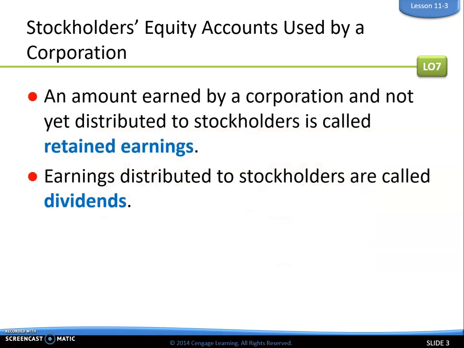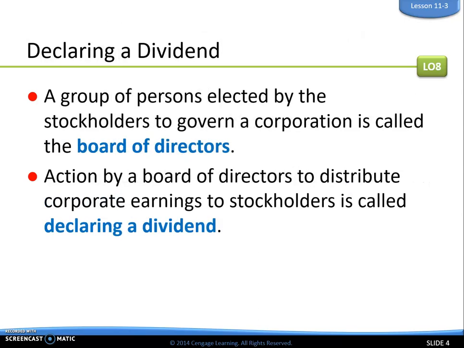Here we have a couple of terms. Retained earnings is an amount earned by a corporation and not yet distributed to the stockholders. Dividends are earnings that have been distributed to stockholders. Board of directors is a group of persons elected by the stockholders to govern a corporation. Declaring a dividend is just the action taken by the board of directors to distribute corporate earnings to stockholders.